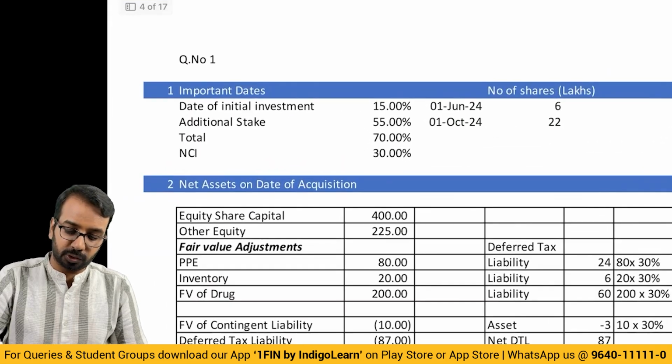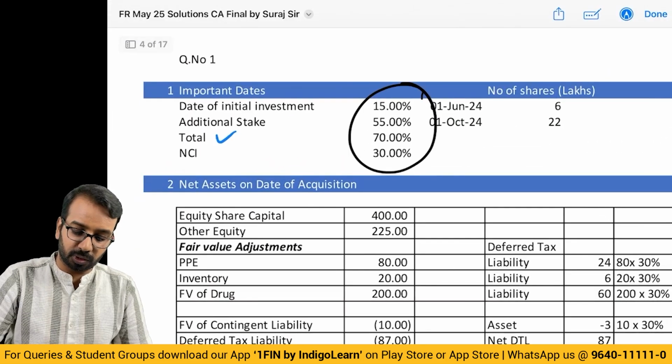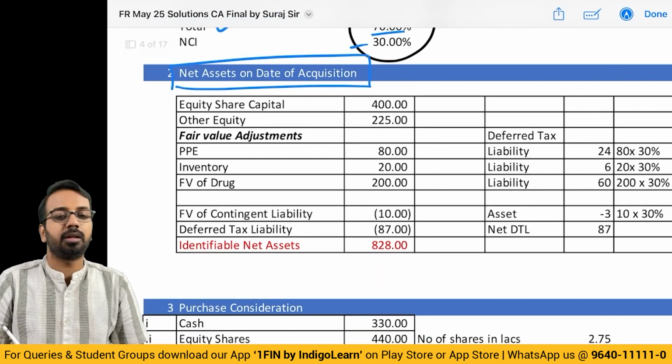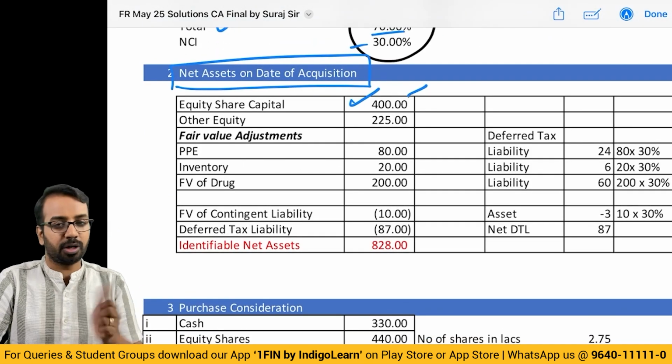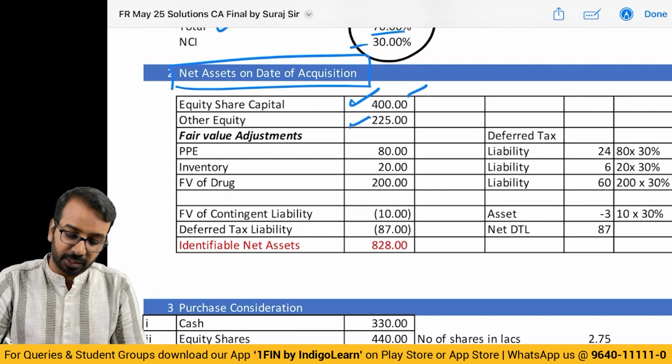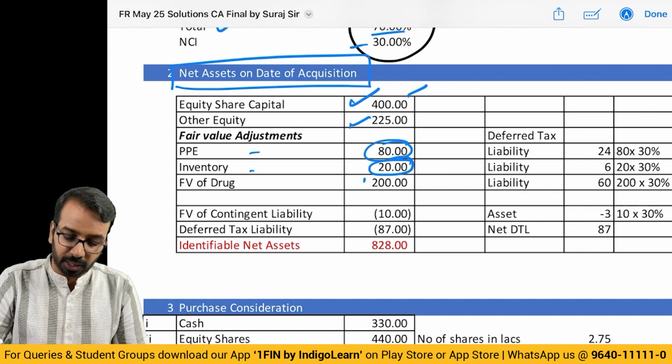So here I have just put down the basic information. Total is 70%, NCI is 30%. Now what are the net assets on the date of acquisition? Equity share capital 400 from the question, other equity 225 again from the question. Fair value adjustment: PPE increased by 80, inventory increased by 20, fair value of drug is 200.